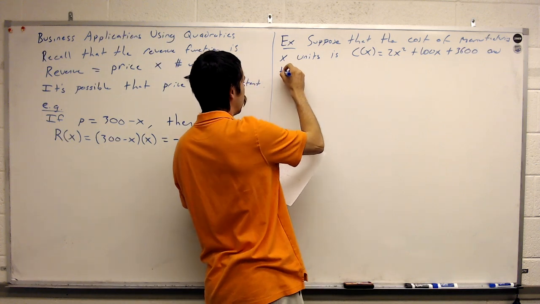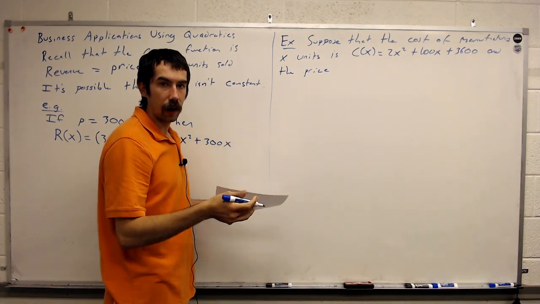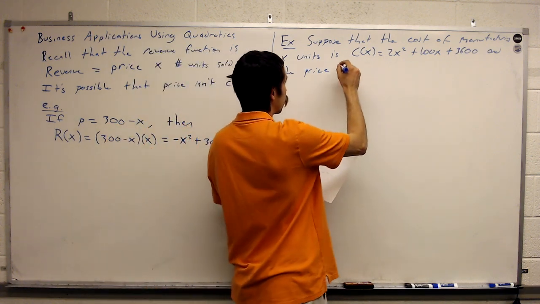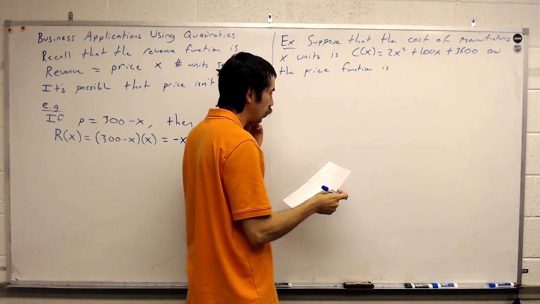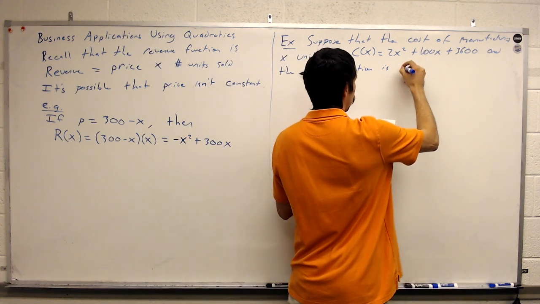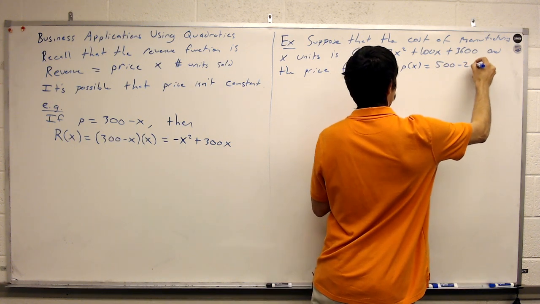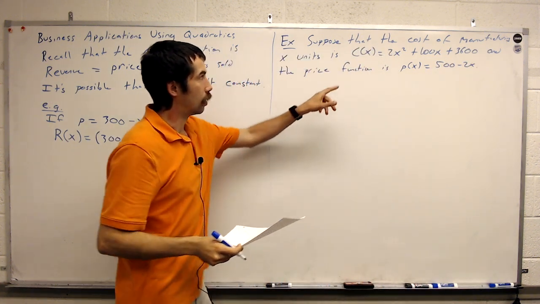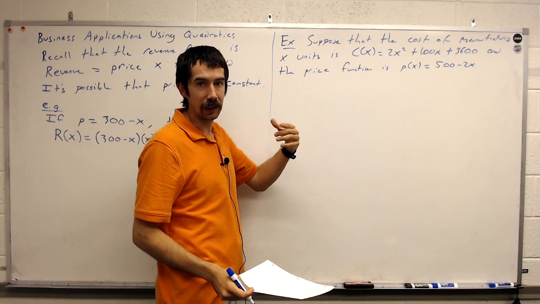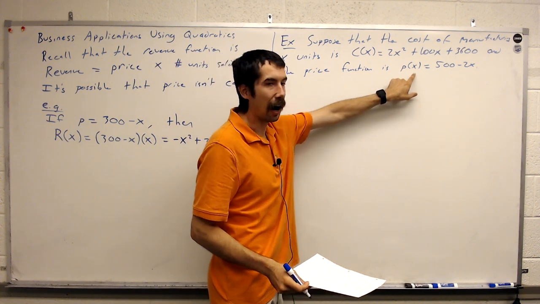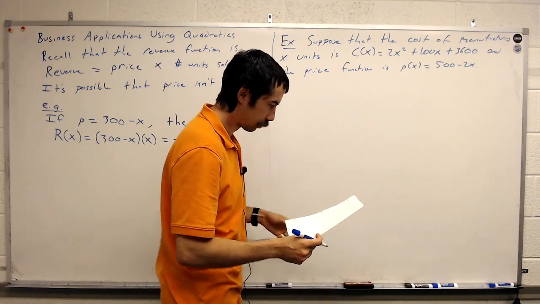And the price function, so the amount that we're going to sell our unit for, suppose our price function is given by p of x, little p of x, equals 500 minus 2x. So this is the cost for the business owner of x units. This is how much we will sell the product for if you're buying x units.